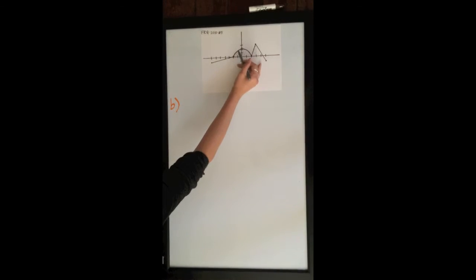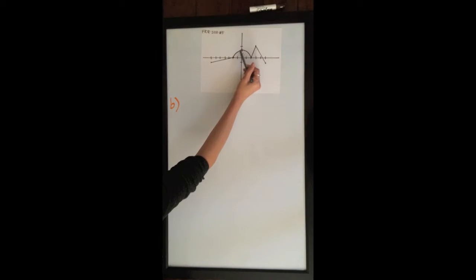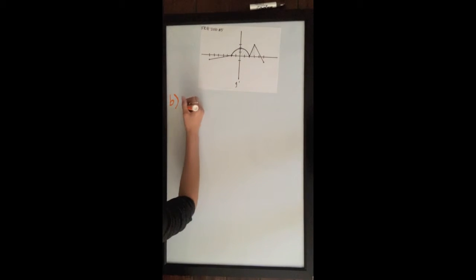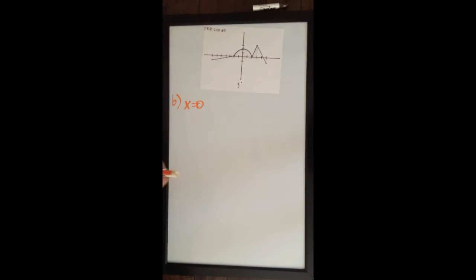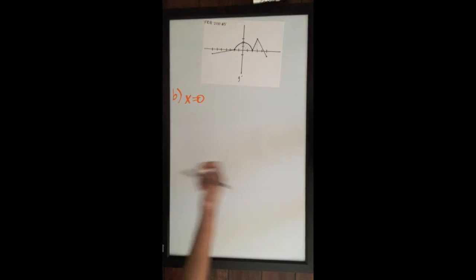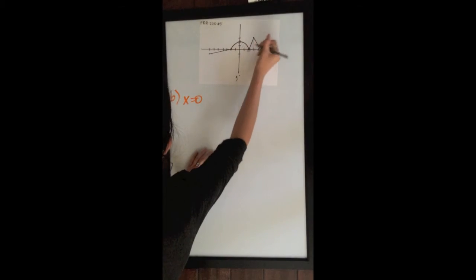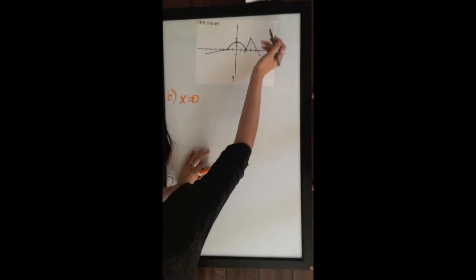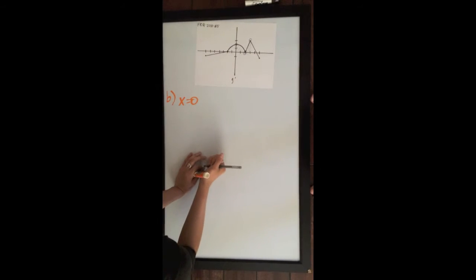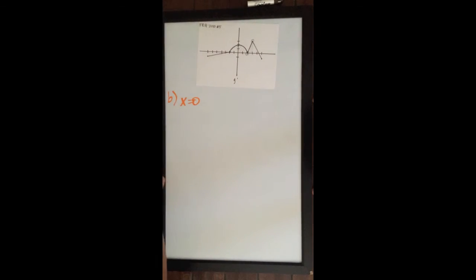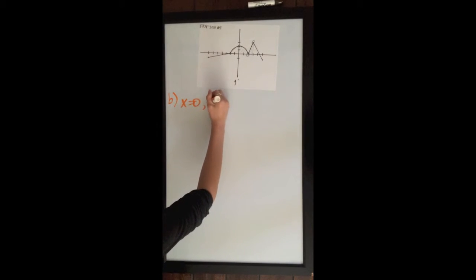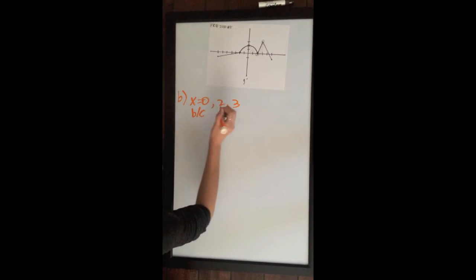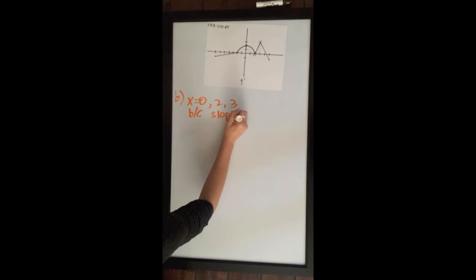it kind of levels out. So it goes from a positive slope to a negative slope. So that is where one point of inflection would be, which is x equals 0. And then another point of inflection is right here, x equals 2, because it goes from a negative slope to a positive slope. And then right here at x equals 3, it goes from a positive slope to a negative slope. So x equals 0, 2, and 3 are all points of inflection because this is where the slope changes signs.